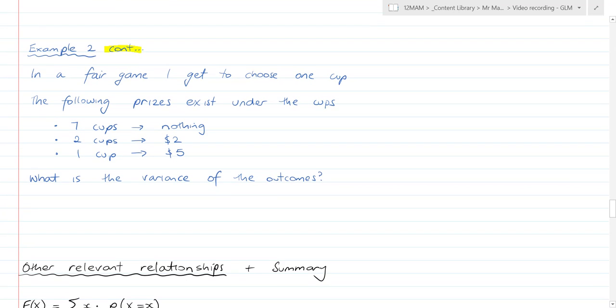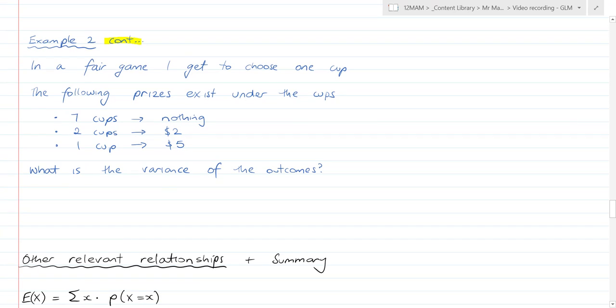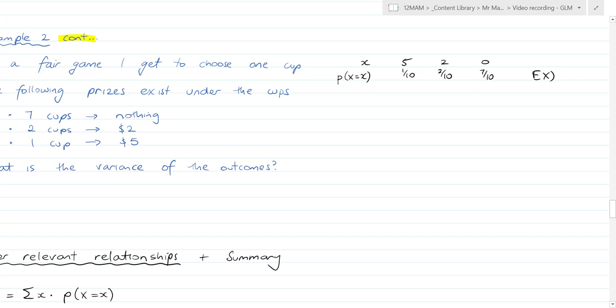And example 2: in a fair game, I get to choose one cup. The following prizes exist. It's the same as before. What is the variance of the outcomes? Well, I've already done the expected value. So we had before set up x is 5, 2, or 0. And my probability that x equals x was 1/10, 2/10, or 7/10. And my expected value, you'll recall, which we calculated earlier, was 0.9. So now I'm going to calculate x minus mu: 4.1, 1.1, and negative 0.9. And then I'm going to square that.